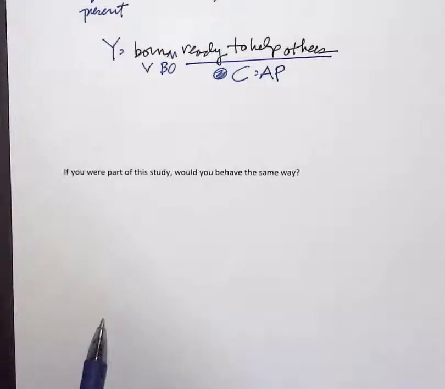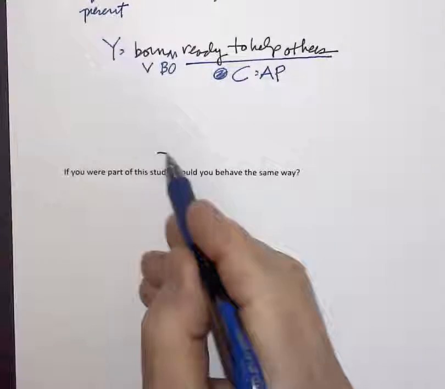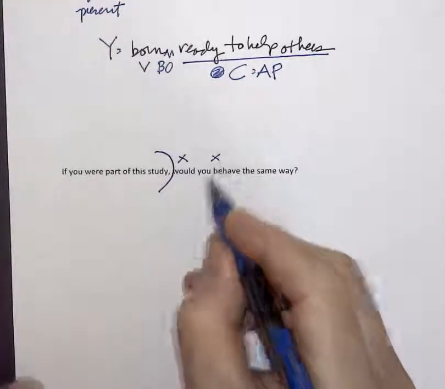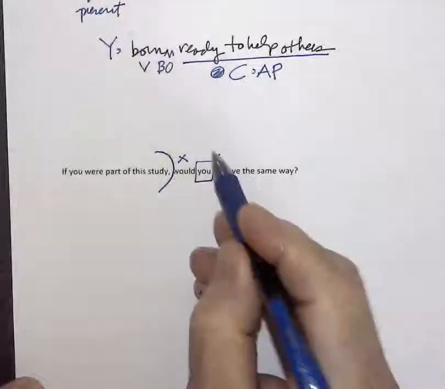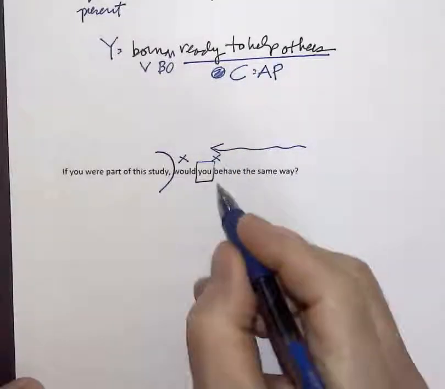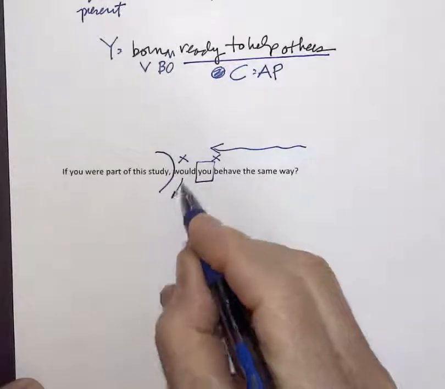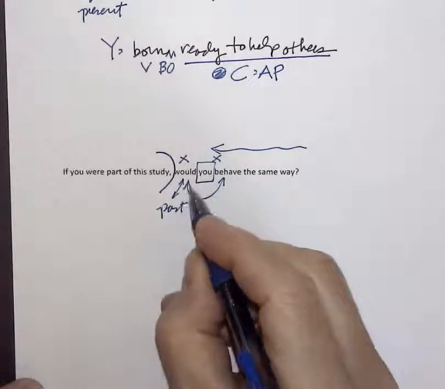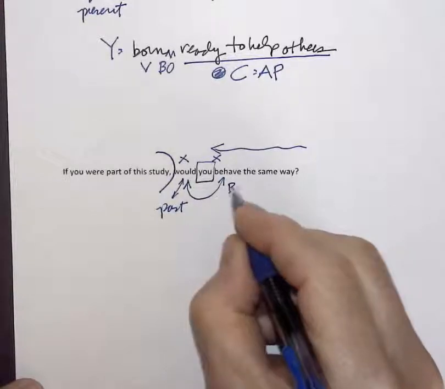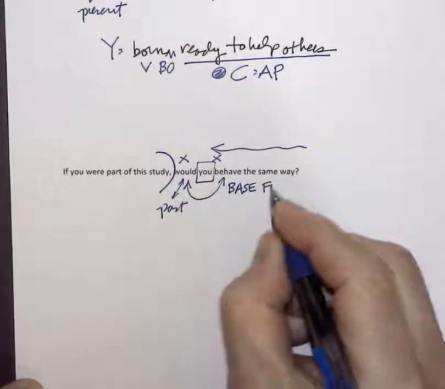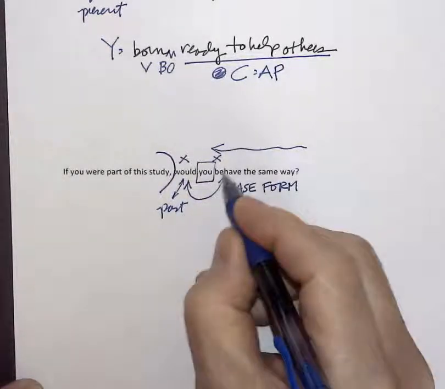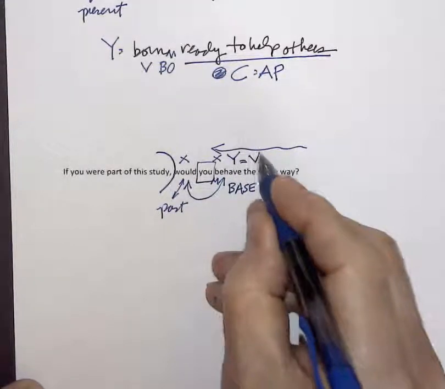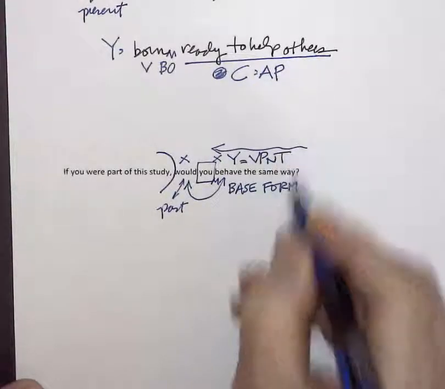If you were part of this study, would you behave the same way? Shifter. X word. You would behave. You is the subject. Predicate. And would ties with the past. Would ties with behave. That's the base form. The M place is empty. And Y is behave the same way. Y is a verb phrase. No time.